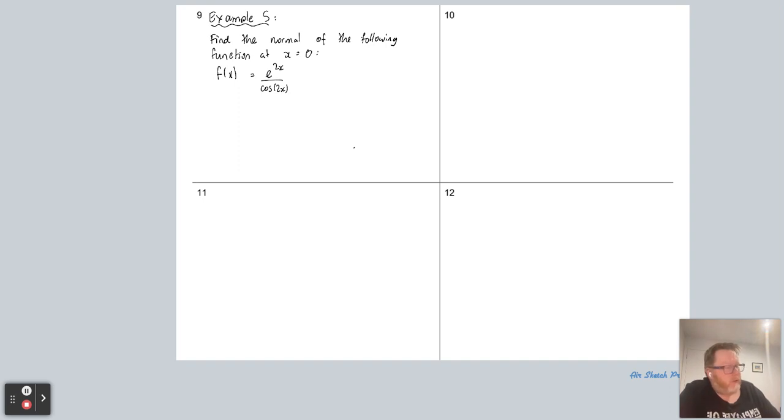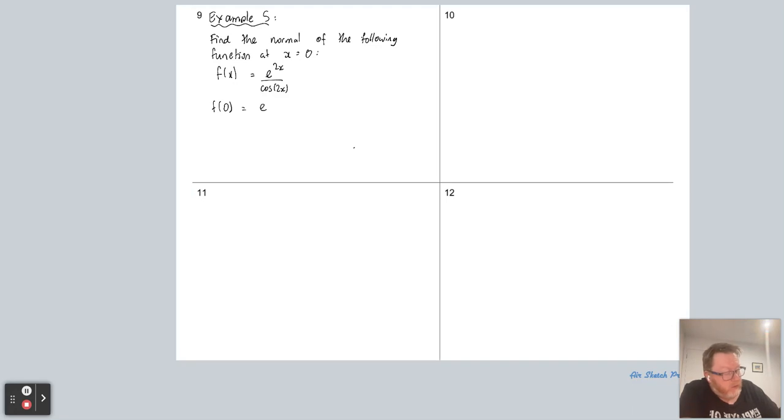So there's a little bit of chain ruling here. Here we go, and it says find the normal of the following function at x equals 0. So it's going to be a bit scary, isn't it? Okay, let's start off with our normal process: if I need to find the normal, I need an x and a y coordinate. I've only been given an x coordinate, so let's substitute in the x coordinate to find the y coordinate.